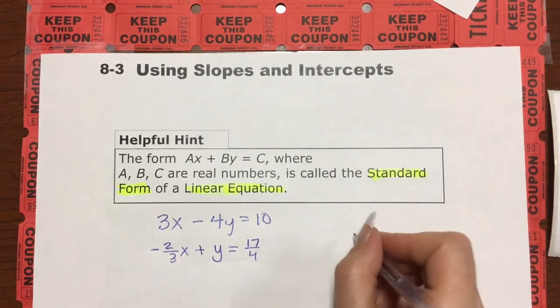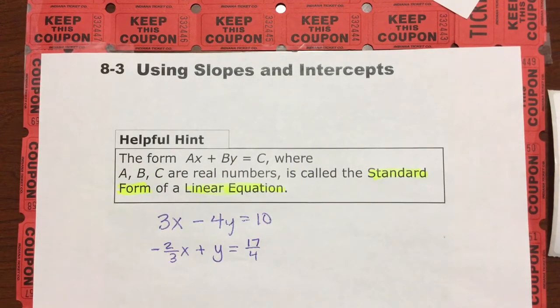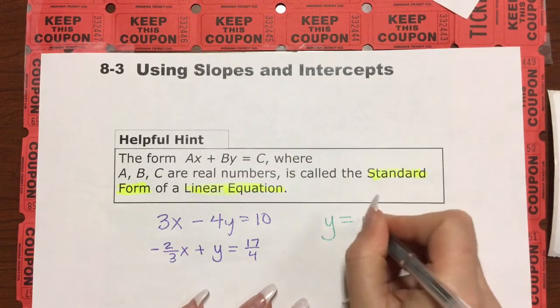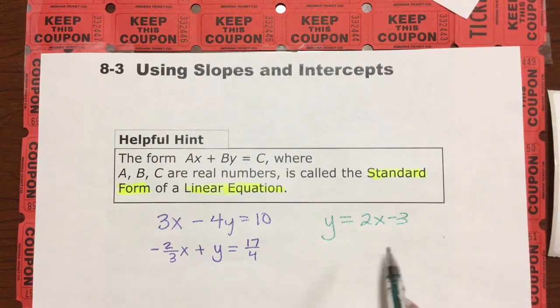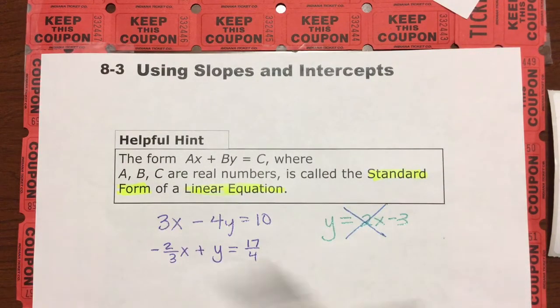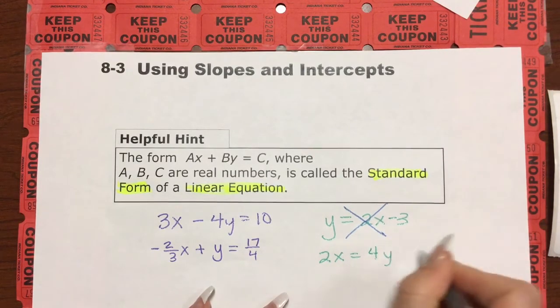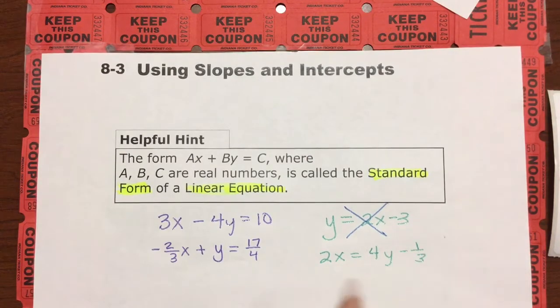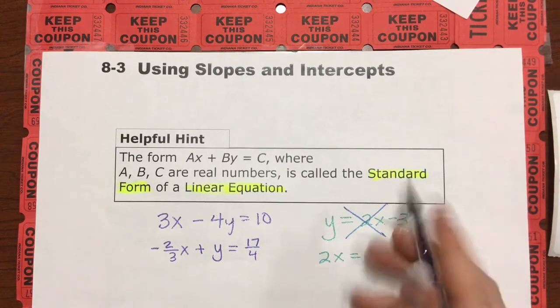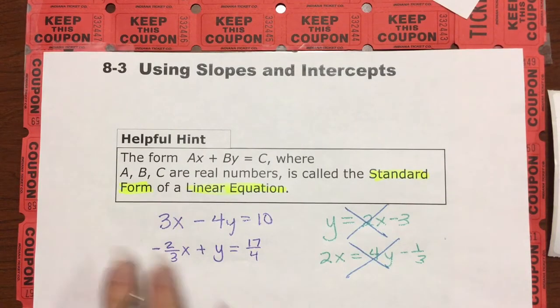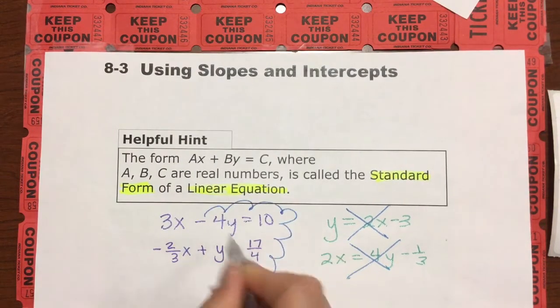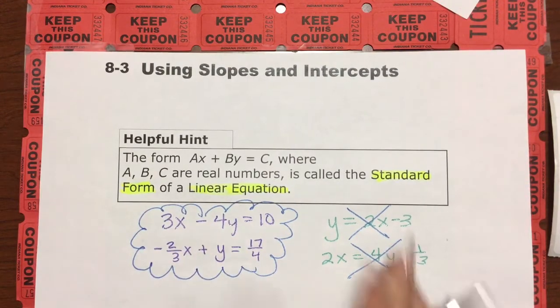Now, this is something that would not be in standard form. If you had something like this, y equals 2x minus 3. Well, the x and the y are on different sides of the equation, so this would not be in standard form. Another one, you could have something like 2x equals 4y minus 1/3. And the x and the y are on different sides of the equation, so this would not be in standard form either. But these over here would be. So just kind of wanted to put that vocabulary term out there, standard form.